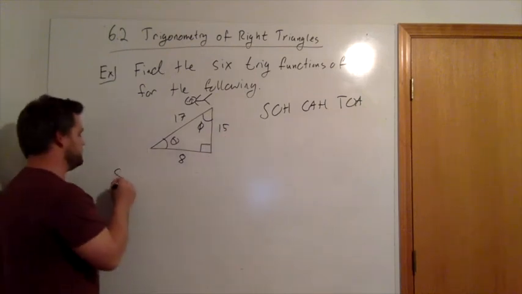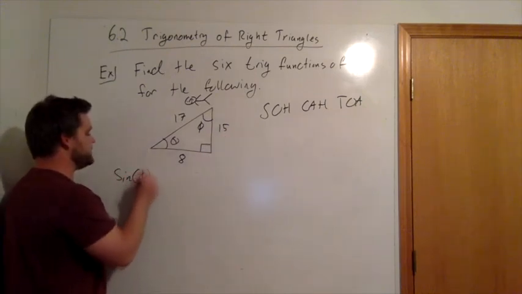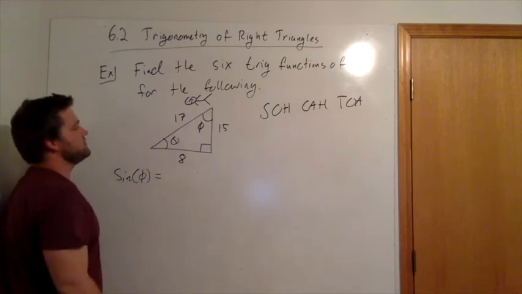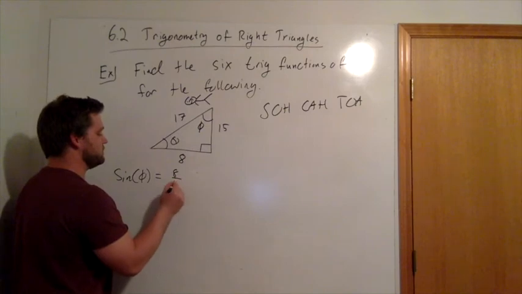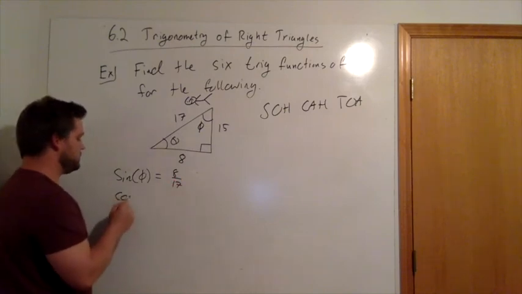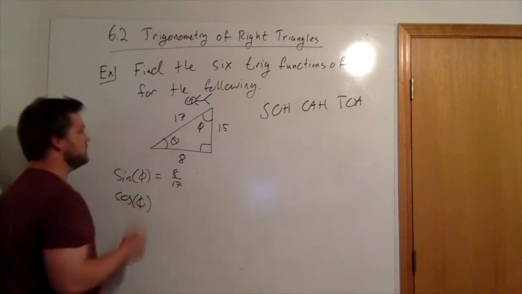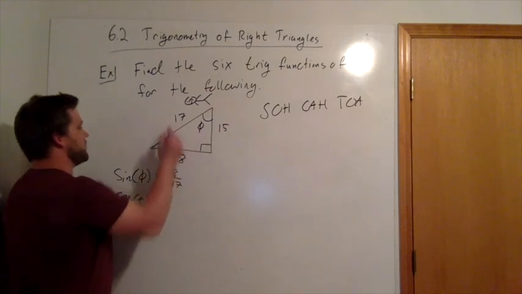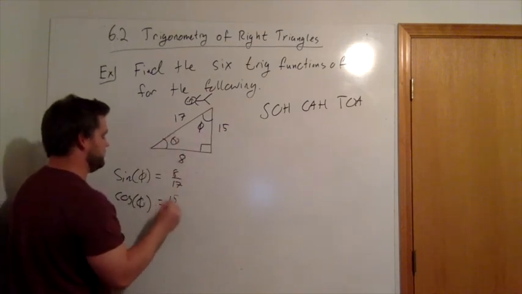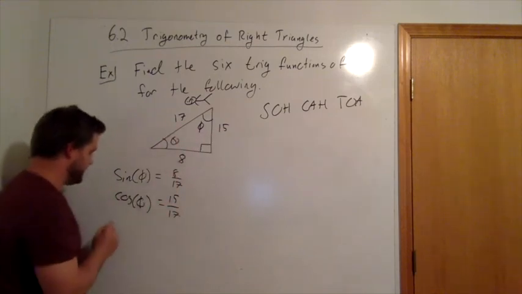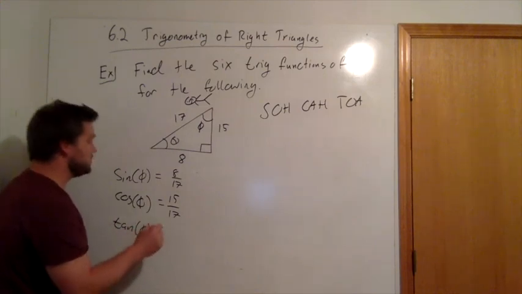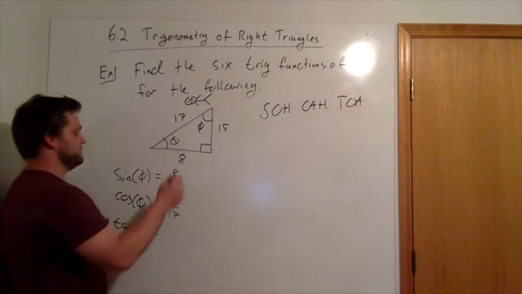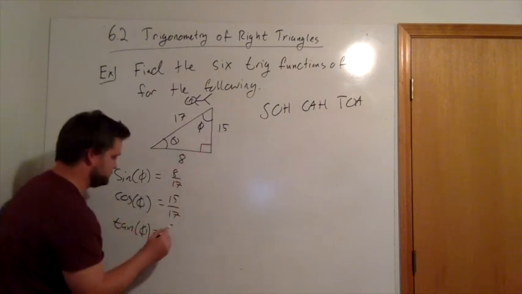So we have that sine of phi will be opposite over hypotenuse, so that'll now be 8/17. The cosine of phi is adjacent over hypotenuse, so that'll be 15/17. And the tangent of phi will be opposite over adjacent, so that'll be 8 over 15.